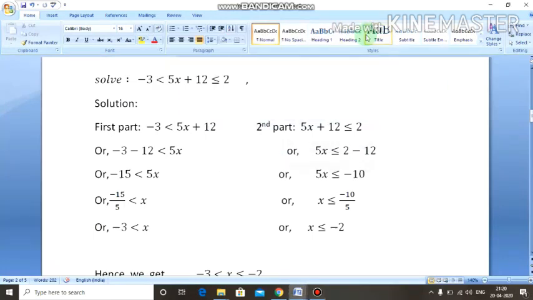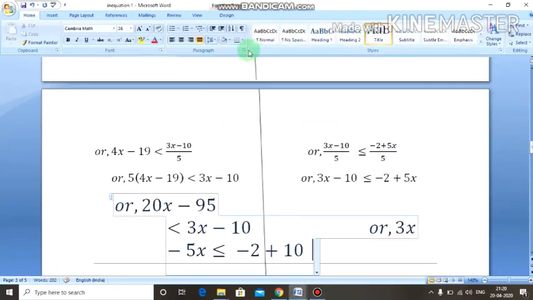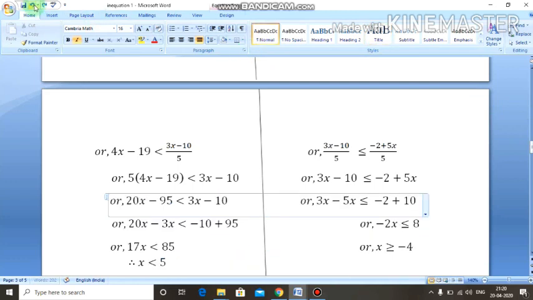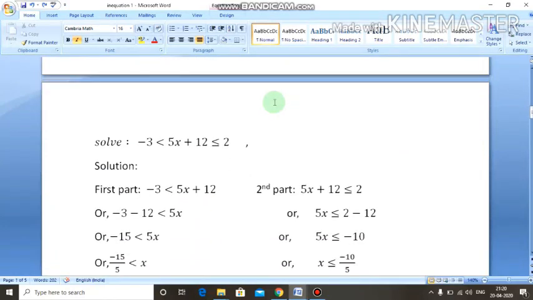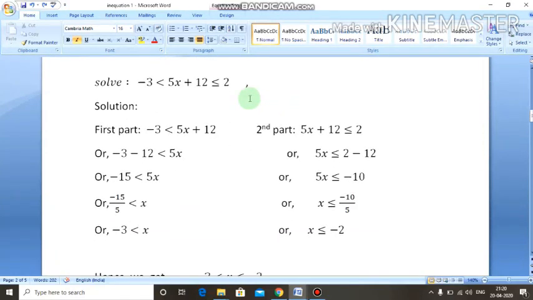Okay, now we will solve some linear inequations. See the first inequation: solve minus 3 less or equals to 5x plus 12 less or equals to 2. Clearly this is an inequation, but this inequation is not like the previous one. This inequation has three parts: the first, second and third term. Two inequalities are there. So how to solve this kind of inequation?